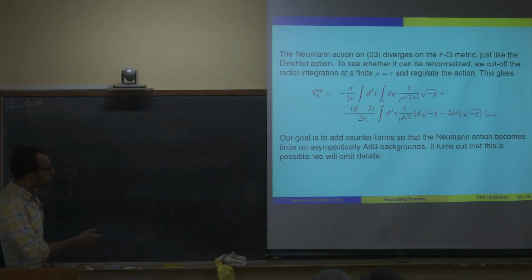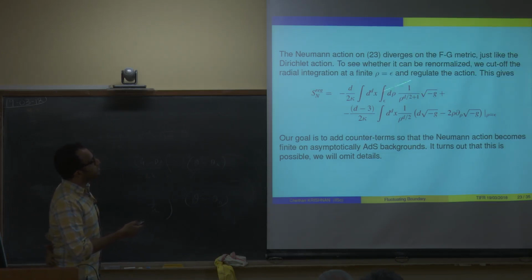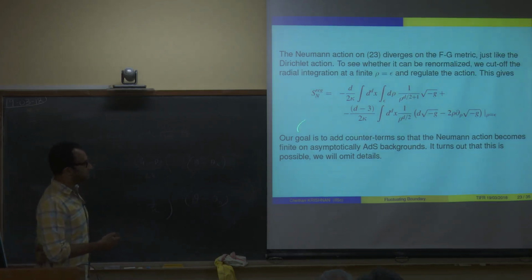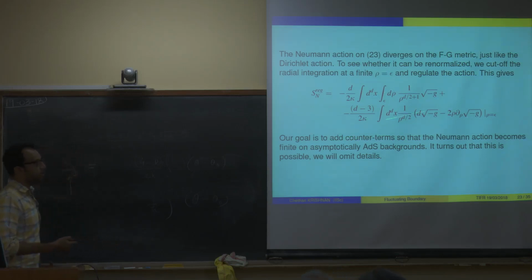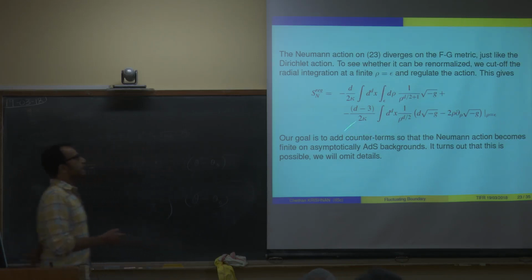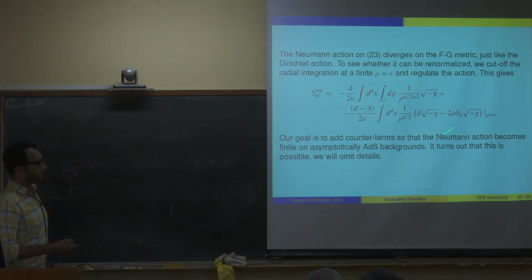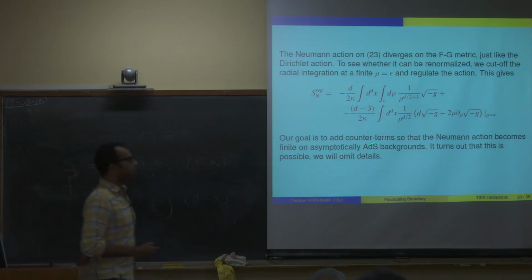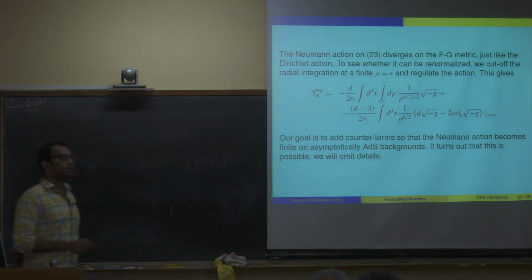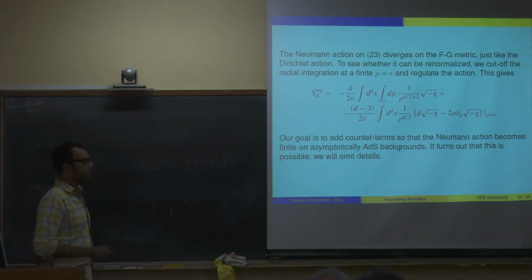So yes, you start with the Neumann action. This is just the bare Neumann action. There are no counterterms or anything like that. We just cut it off, like Skenderis and Solodukhin do for Dirichlet, and we find some particular type of divergence. Our goal will be to systematically add counterterms so that this Neumann action becomes finite on asymptotically AdS backgrounds. By asymptotically AdS, I mean Fefferman-Graham.